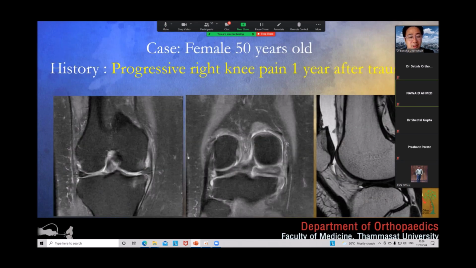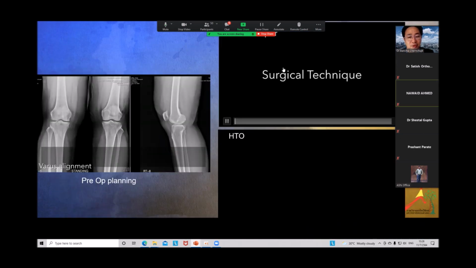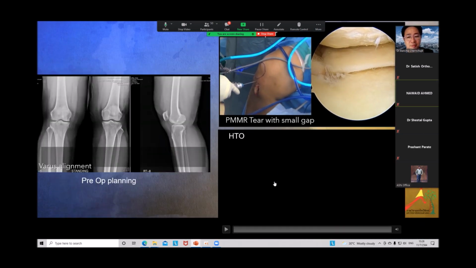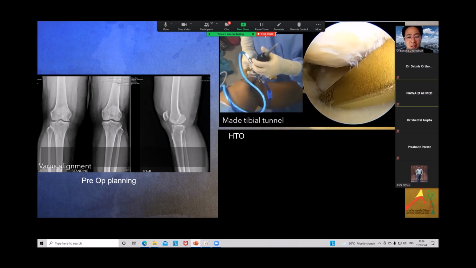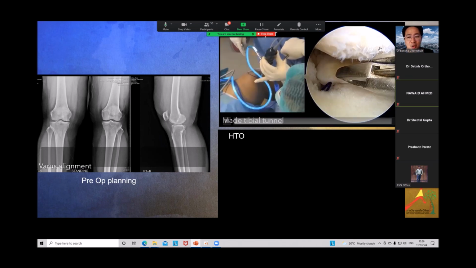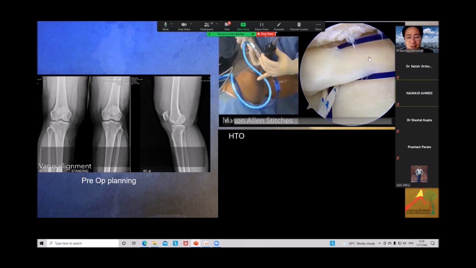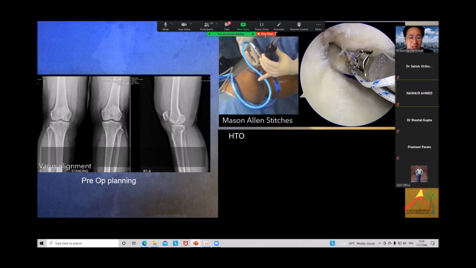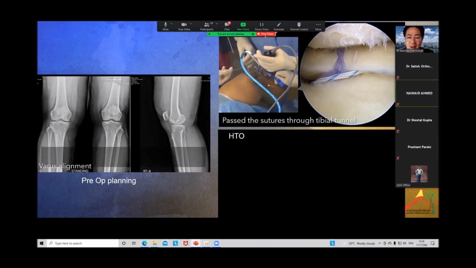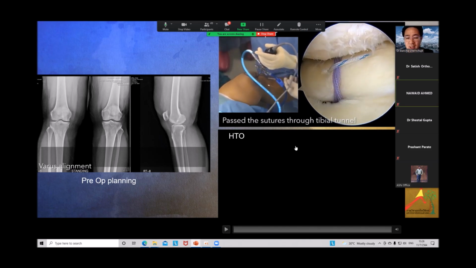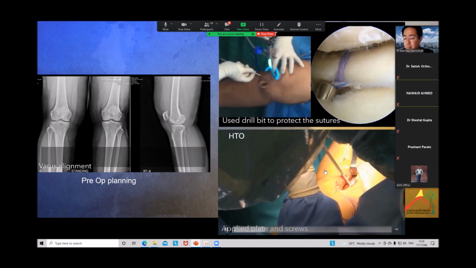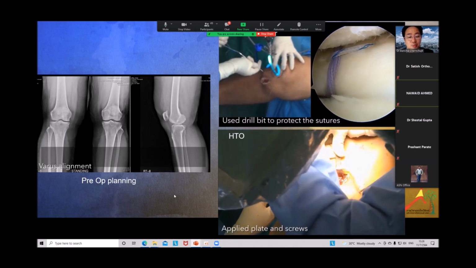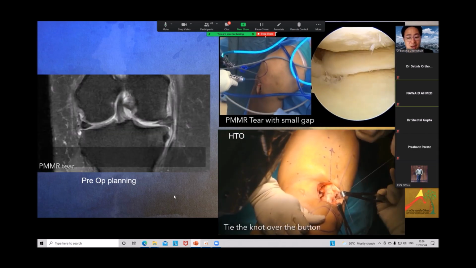Okay, this is another patient. She also has a meniscus tear, but the X-ray looks normal. We do HTO for her, and we do the root repair and HTO at the same time. You see that this kind of patient always has cartilage damage on the medial side. Root repair alone is not enough once the patient starts to have joint space narrowing and comes to see you very late. We did it the same way, protecting the suture with the metal rod, and tying it to the post.